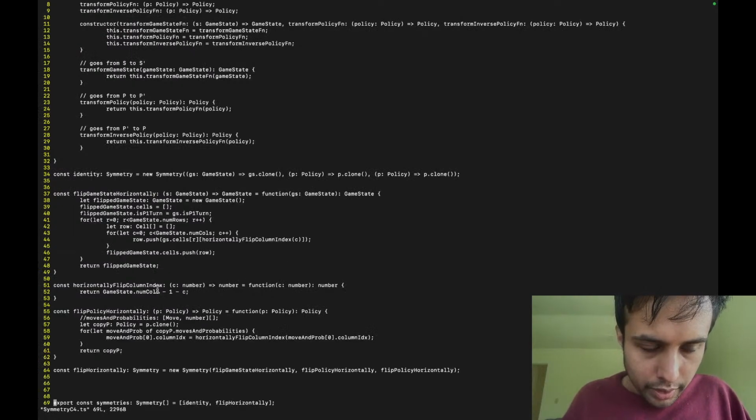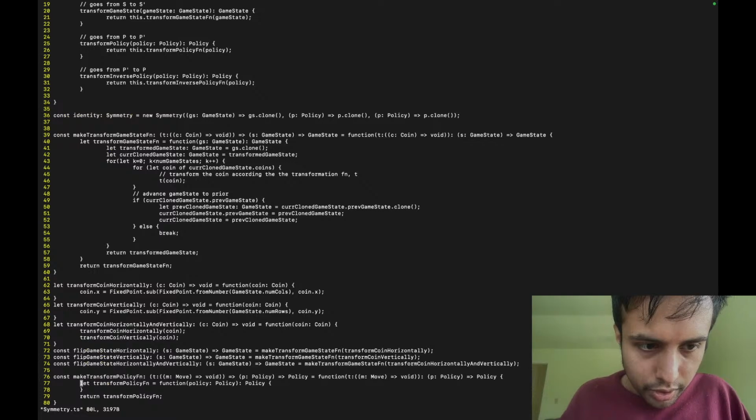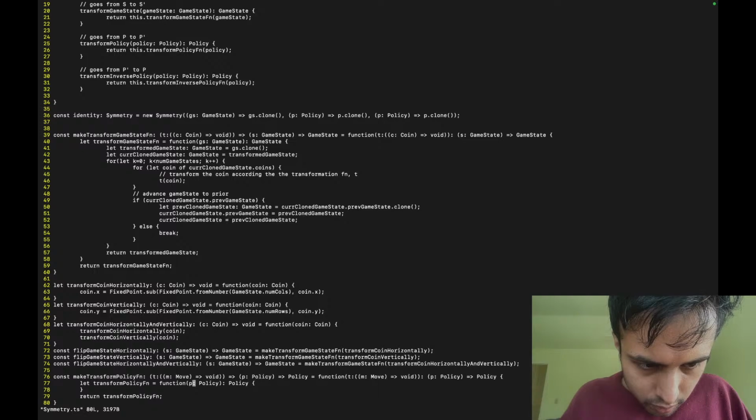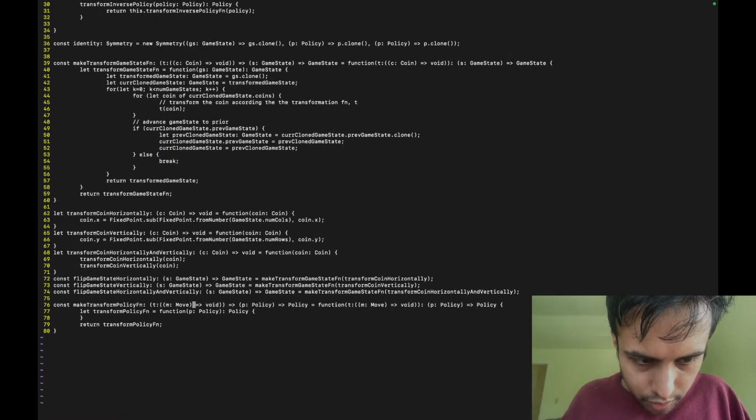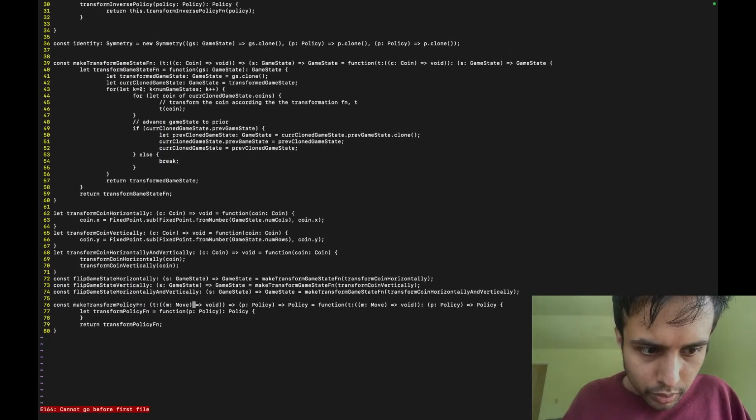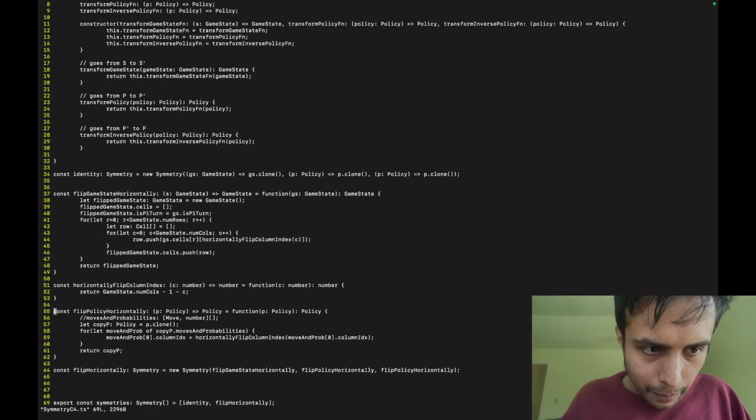So how does it work? First, we clone the policy. Oh, I see that this flip policy actually has P and not policy. So let's be consistent with our Connect Four code and make everything in terms of P. So it takes in the policy and it returns a policy. The first thing we do is copy the policy. Or actually, let's just copy everything here.